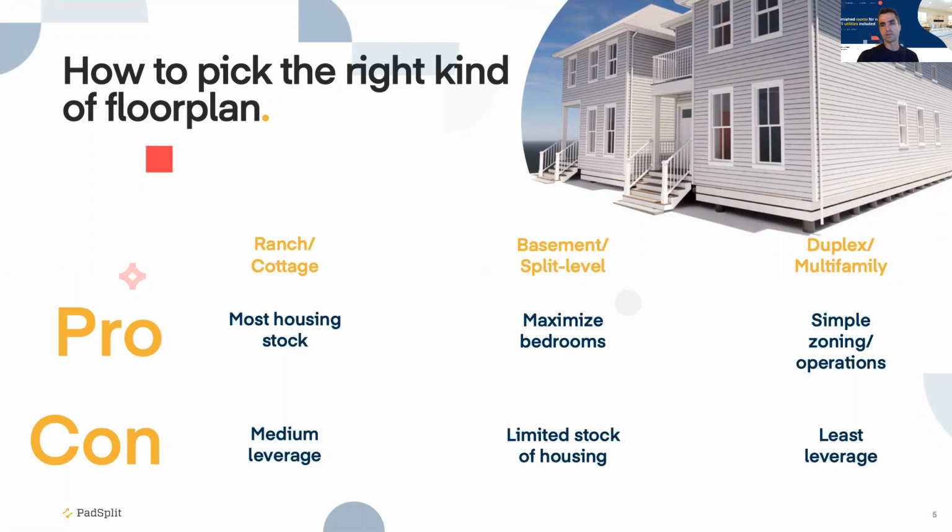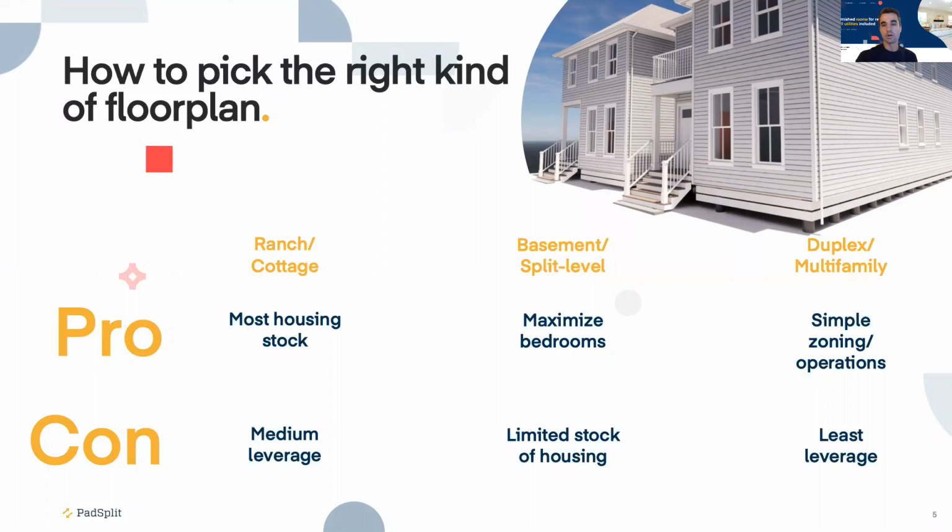Your standard ranch or cottage property is the most common type of housing on the market and typically has an average ability to get leverage and utilize wasted space for new bedrooms. Split levels or homes with daylight basements can have much better leverage due to getting utilization for bedrooms in the lower level. Unfortunately, this format is limited, and focusing completely on these properties may limit your deal flow.